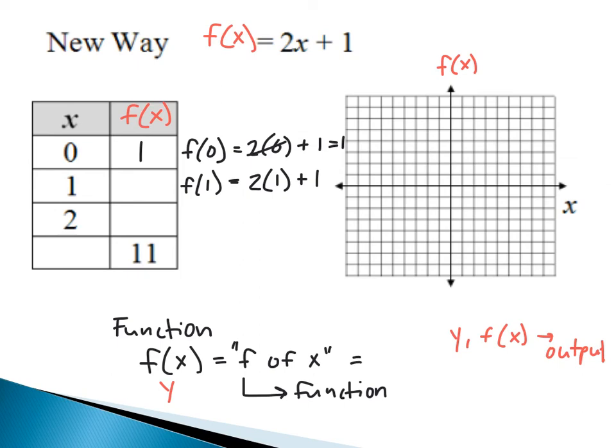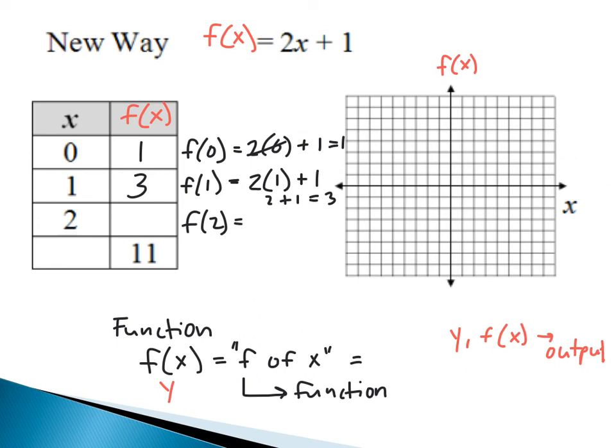So that's going to give me 2 times 1, which is 2, plus 1 is going to give me 3. Bada bing, bada boom. Same thing if I say f of 2. Okay, I want to know what is the value of the function when x is equal to 2. Basically asking you what's my output when x is 2. Again, same thing as y.